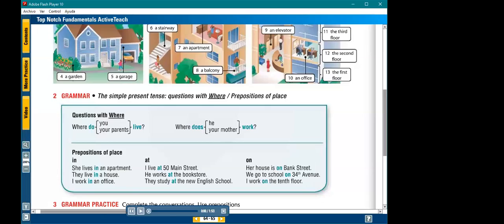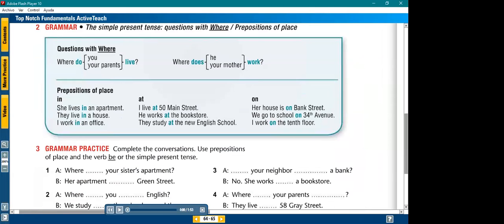Okay, students, the grammar for today is about the simple present tense. We are going to continue with the simple present tense, but in this case, it's with questions with where, and also prepositions of place. So let's start with the questions.